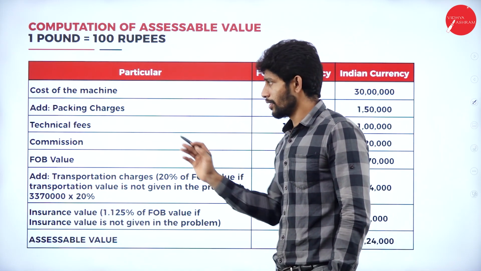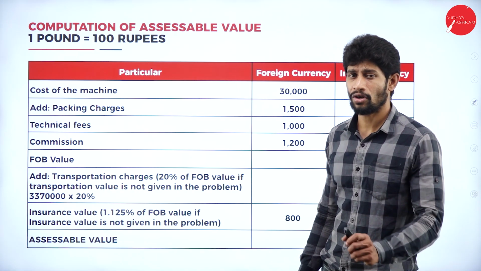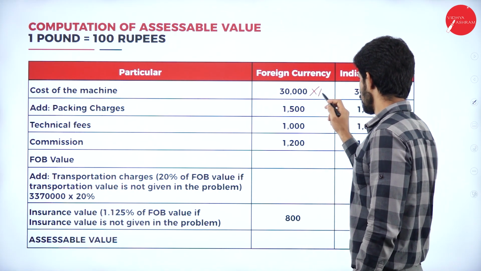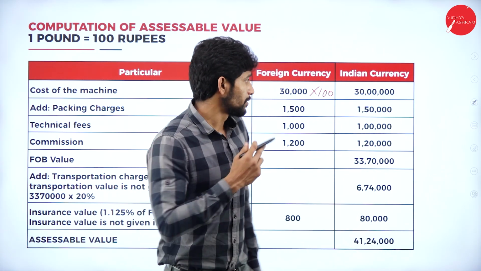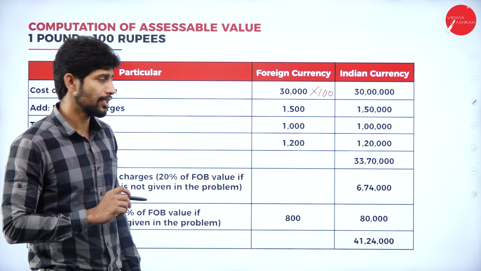The first point, we are supposed to take cost of the machine. Cost of the machine 30,000 pounds into 100 rupees per pound. How much will you get? You will get 30 lakhs in Indian rupees.